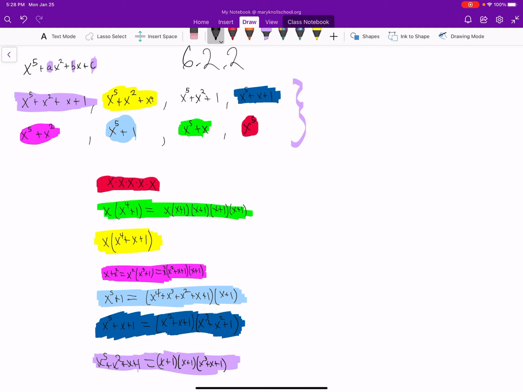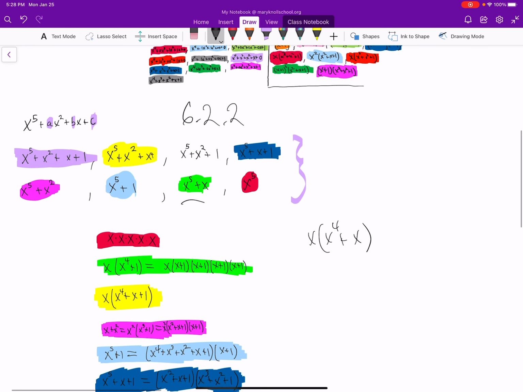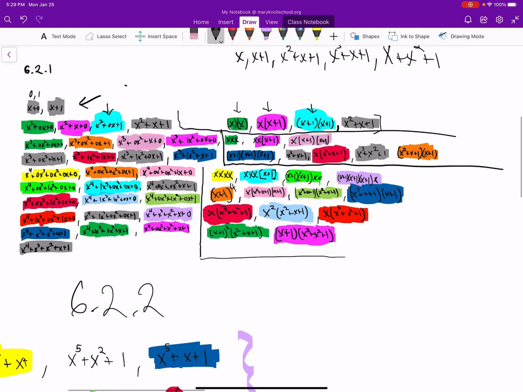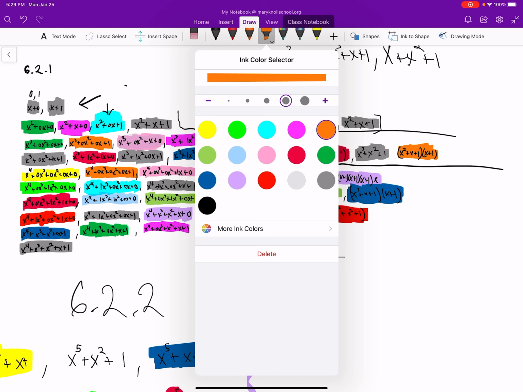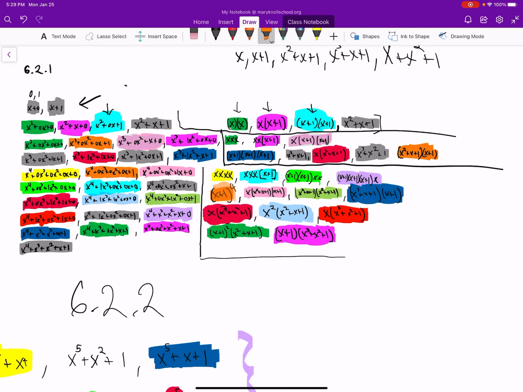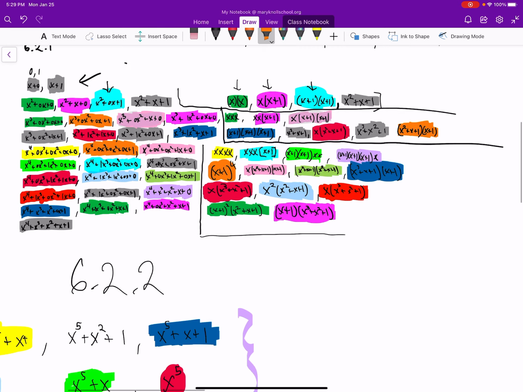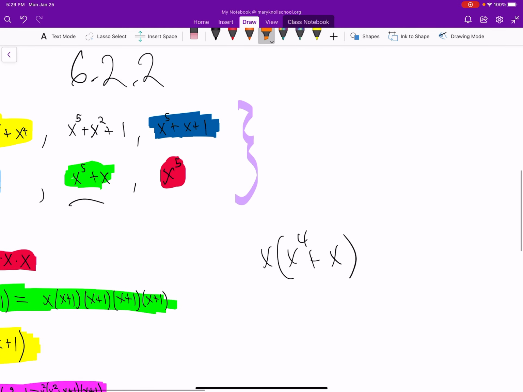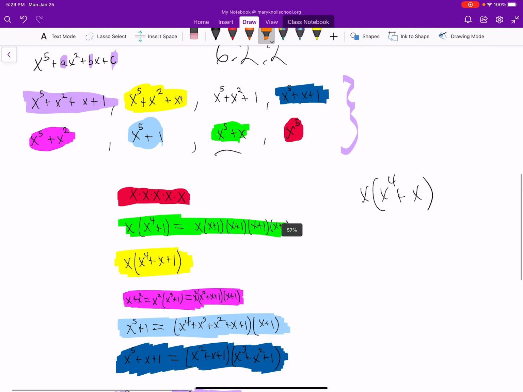So I thought the easiest way to do this would be to first just factor the ones that were obvious, like this one. Take out an x from it, and you get x to the fourth plus x. And then if you look up from our last problem, 6.2.1, we can see that x to the fourth plus 1 is right here. Well, wait a minute. Sorry, other way around. If you look here, this is x to the fourth plus 1, and then we can see that's here. Oh wait, I messed this up. Yeah, I should have put a 1 here. Okay, x to the fourth plus 1.